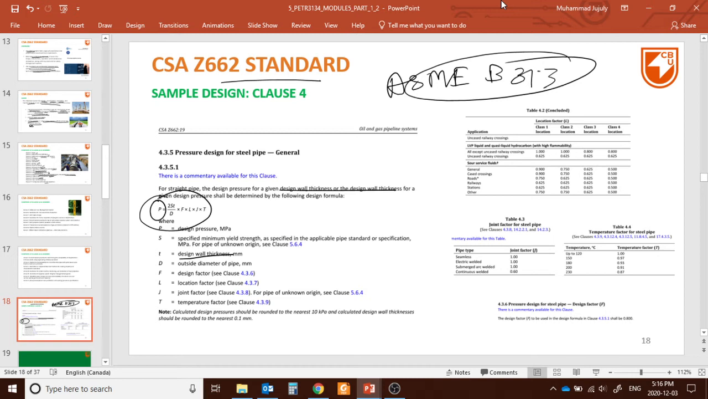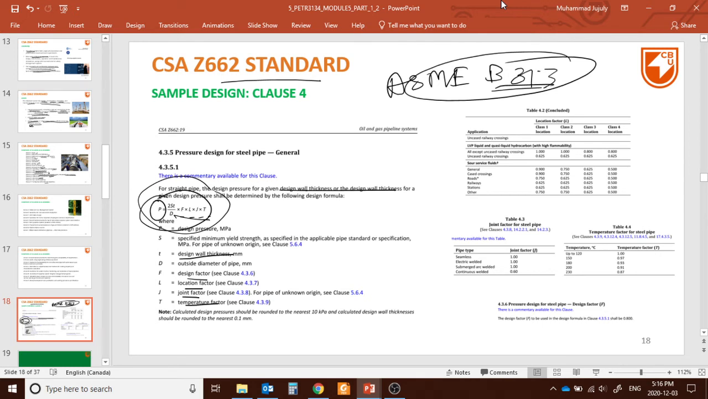Now in this case, how do we calculate through CSA Z662? If you check this formula, you will find there are lots of factors, like F, L, J, T, which are the design factor, location factor, joint factor, temperature factor. That means CSA Z662 has more precise factors to adjust the parameters. So that's why CSA Z662 is better. What you can do, we have the previous examples in B31.3 we have solved before, so you can solve them within this CSA Z662 formula.